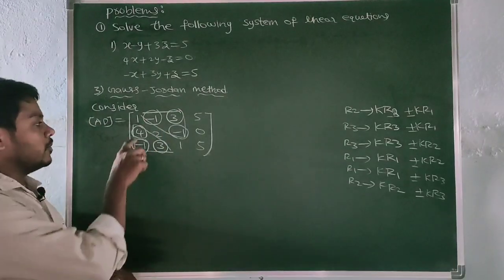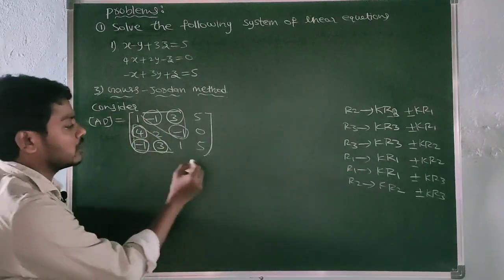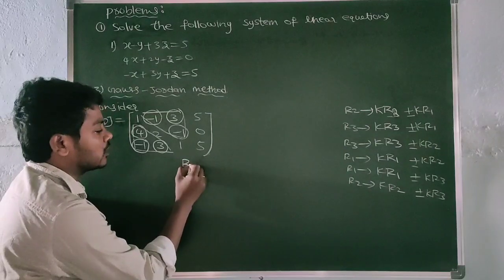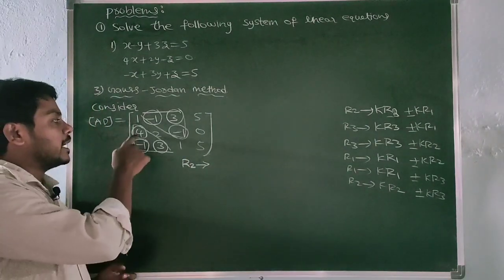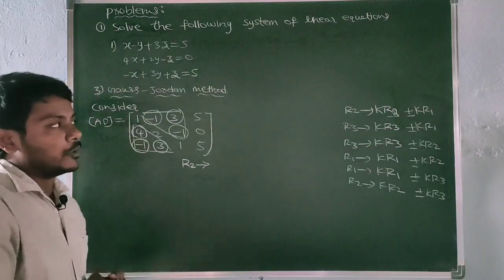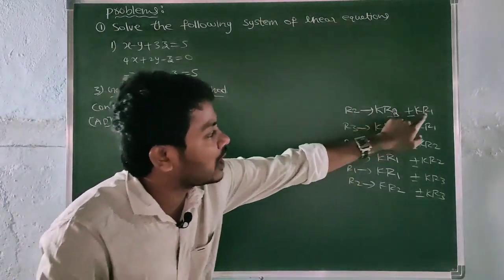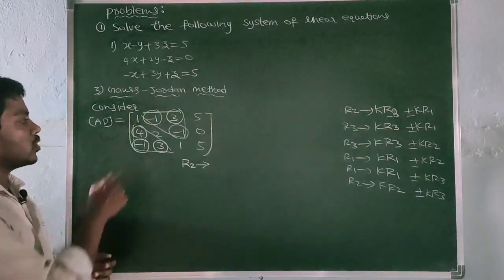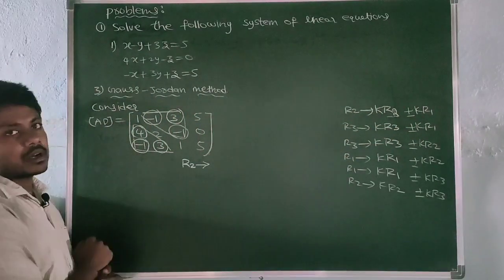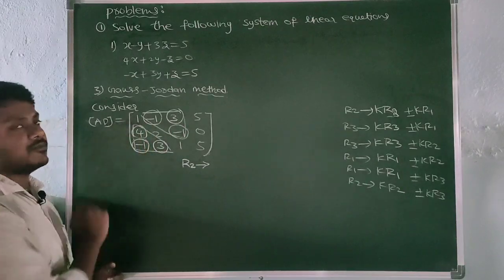See here, we have to make this 4 as 0. That is R2 row. So write R2 changes to. For making this place as 0, we have to use both R2 and R1. See here, what is R2? First element 4, and R1 row first element is 1.